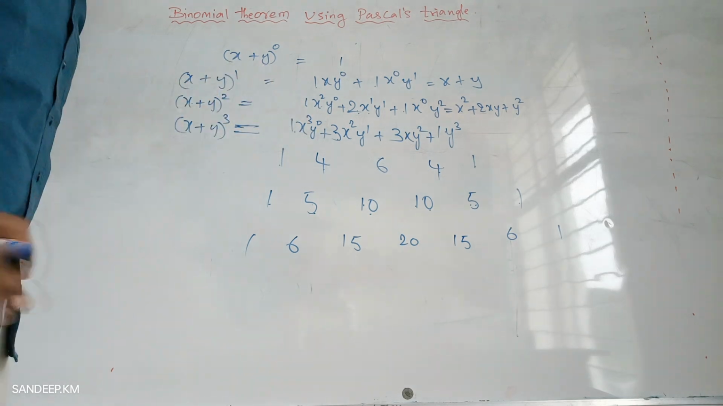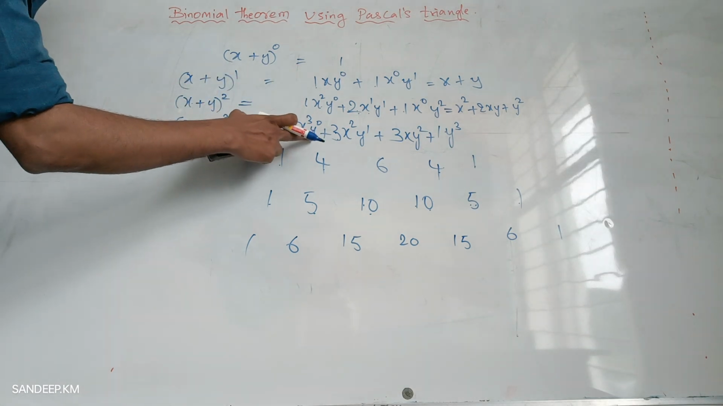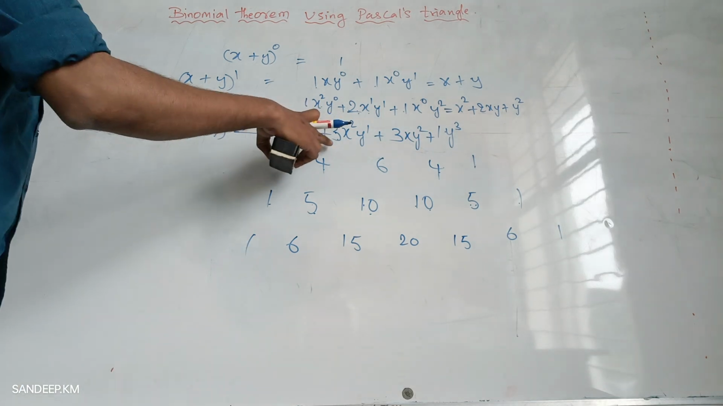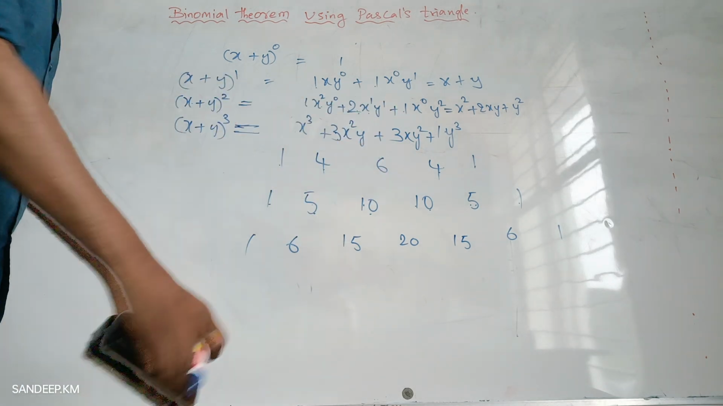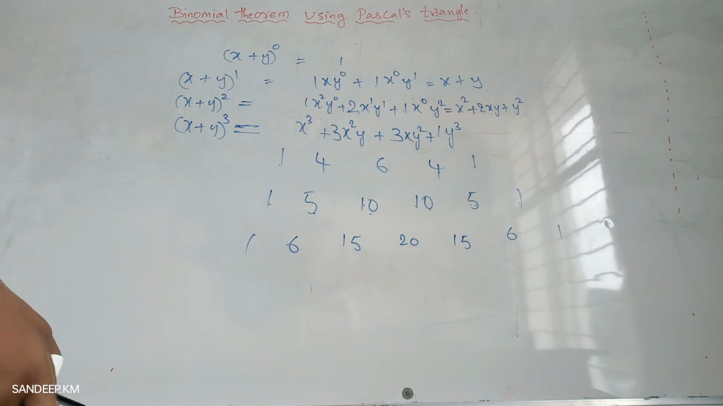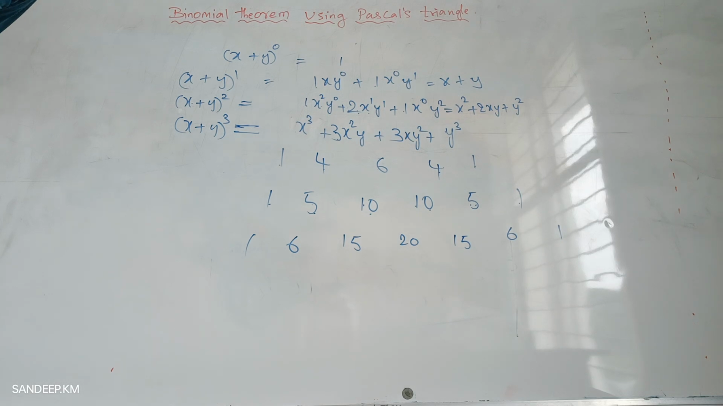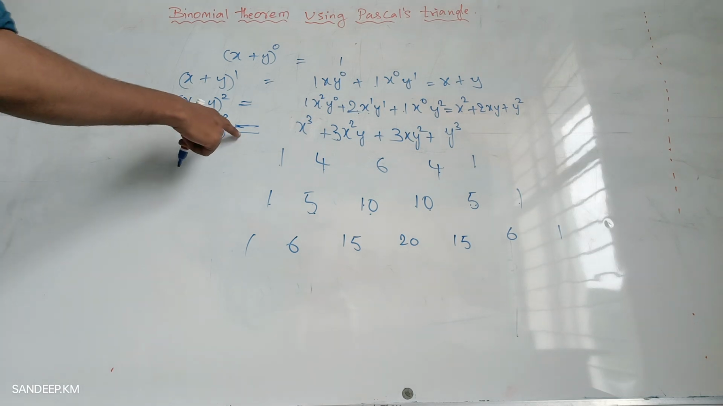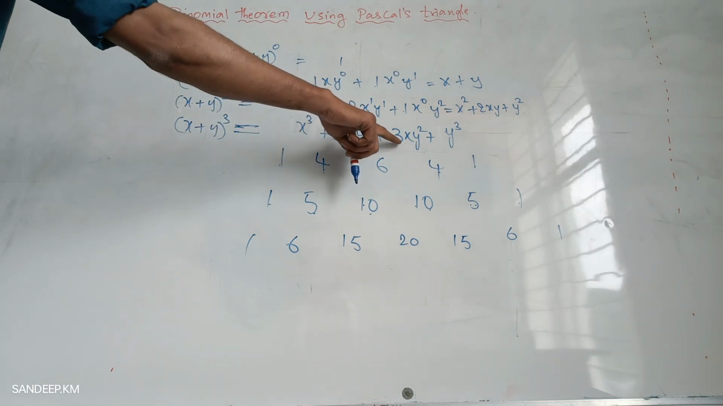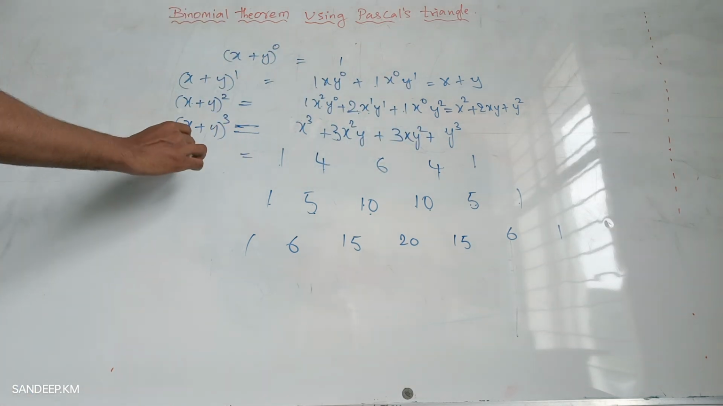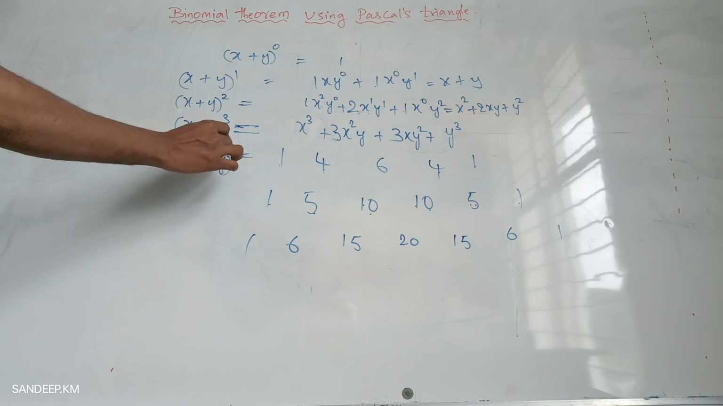So if you simplify and write this, 1x cube into y power 0 is simply x cube, and 3x square into y power 1 is simply 3x square y, and this is 3xy square, and this is 1 into y cube is y cube. Therefore the expansion of x plus y whole cube is x cube plus 3x square y plus 3xy square plus y cube.